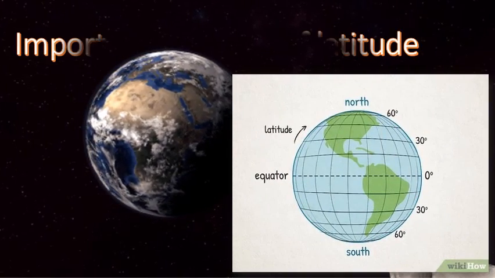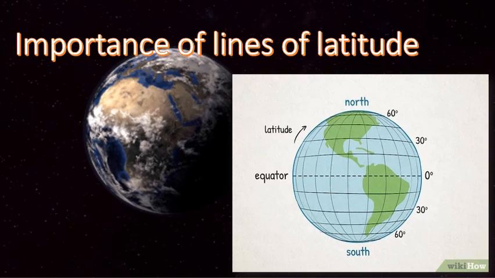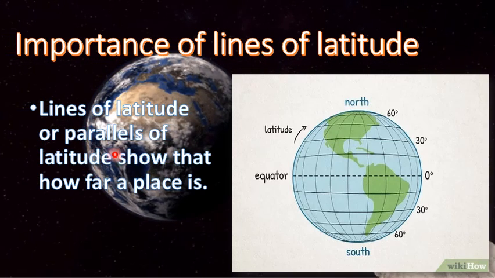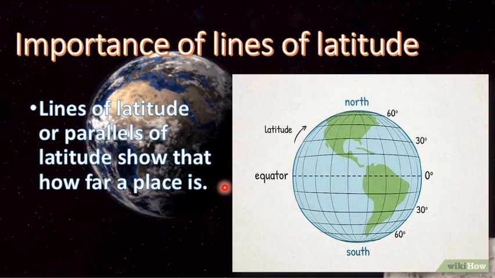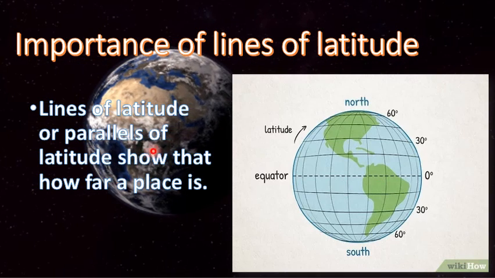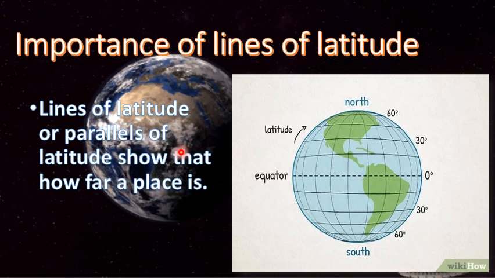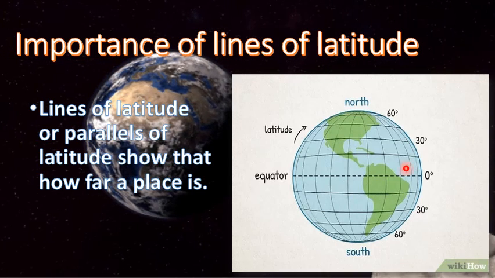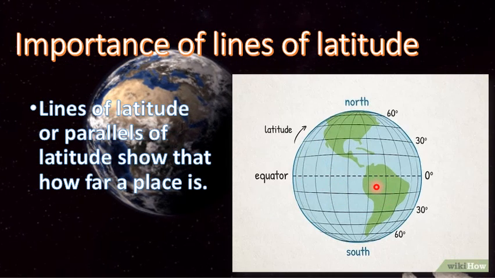Students, like longitude, it is really important to learn about the lines of latitude as well. And what is the importance? Because lines of latitude or parallels of latitude show how far a place is. You can see here that the parallels help us to locate any city, the country, the river, the sea, the ocean, the continent as well. Because this grid of lines helps us to locate anything from the map or the globe.